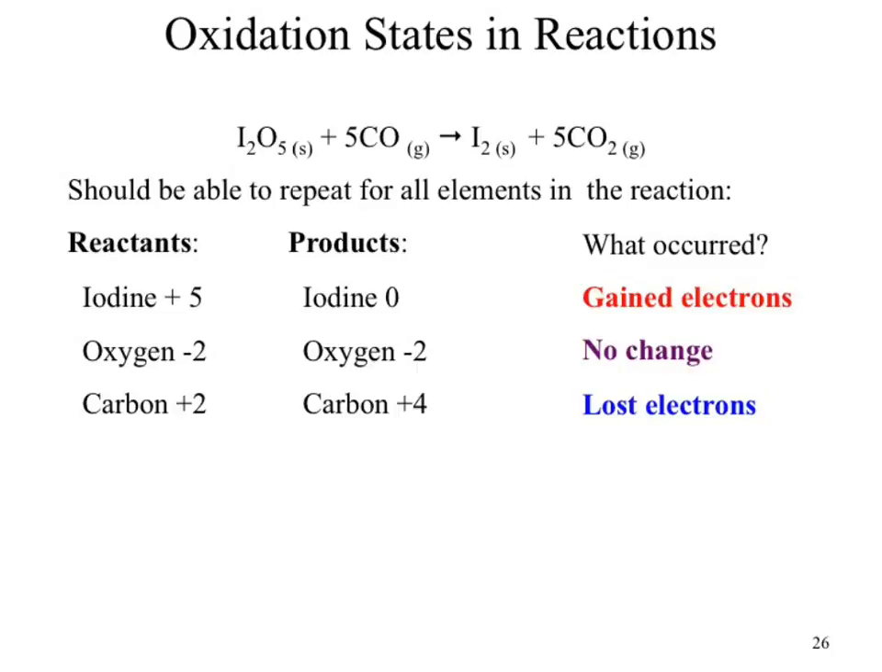What happened to the carbon in the course of the reaction? What was it bonded to on the reactant side? How many oxygens? On the reactant side, sorry, 1. On the product side, 2. What happened to the number of oxygen bonds to our carbon? It increased. Or we oxidized it by adding oxygens.